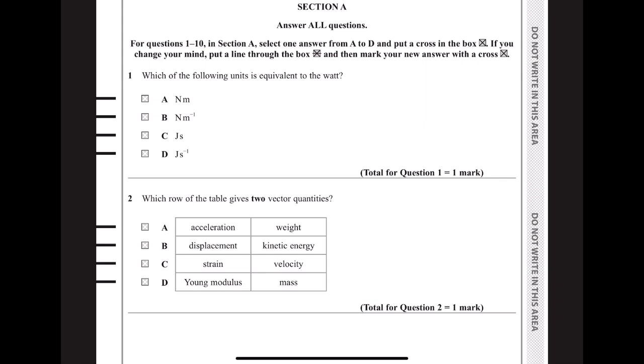In question 1, we have to find the unit that is equivalent to the unit of power. And what is the unit of power? Power is equal to energy divided by time. The unit of energy is joules, and the unit of time is seconds. So we know the unit of power is watt. So you can basically write 1 watt is equal to 1 joule per second. So the answer is D.